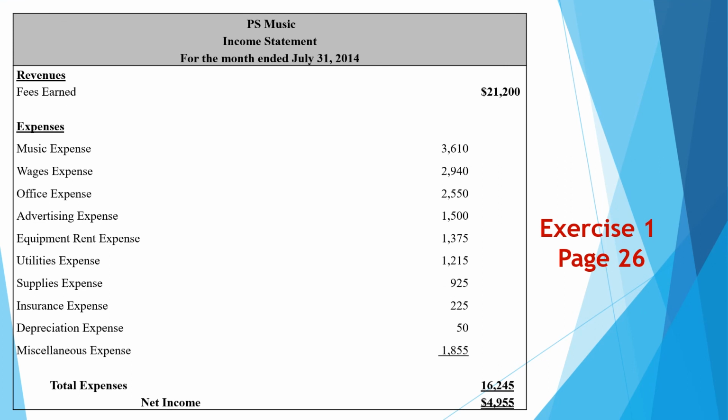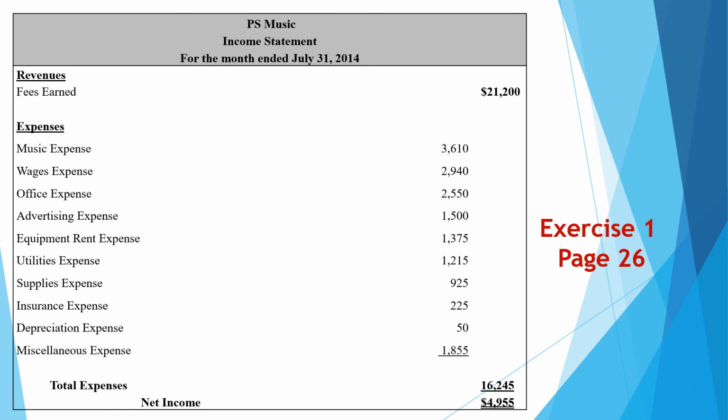Now let's solve exercise 1, page 26 in your book. In this exercise, we have a trial balance for the PS company on July 31, 2014. This trial balance shows the assets, the liabilities, the capital stock, dividends, the revenues, which are fees earned, and the expenses of PS company. It is required to prepare the income statement, the retained earnings statement, and a balance sheet for PS company. Now let's start with the income statement.